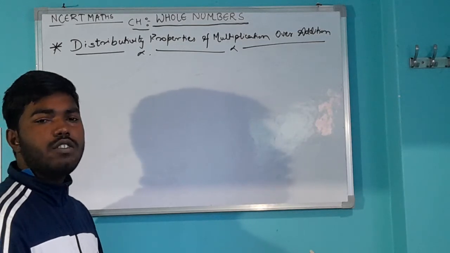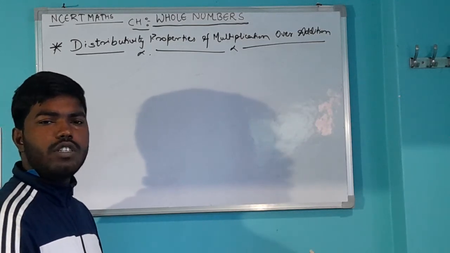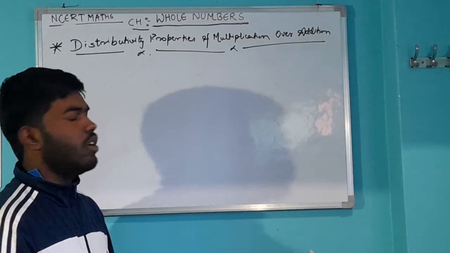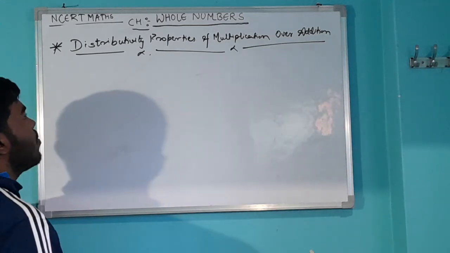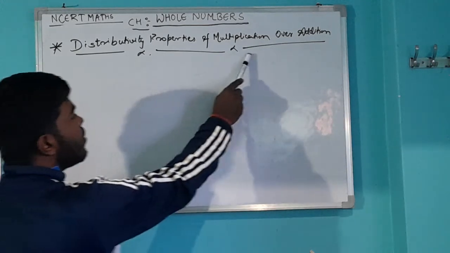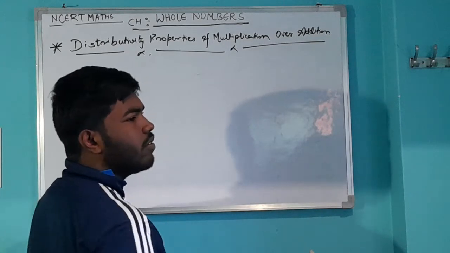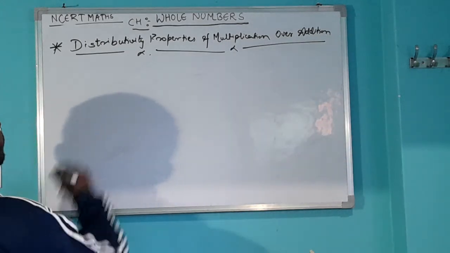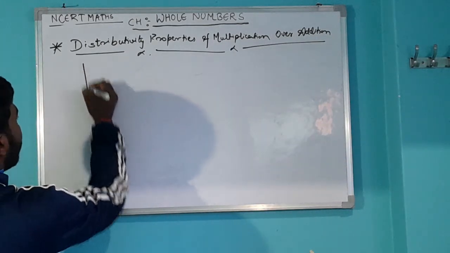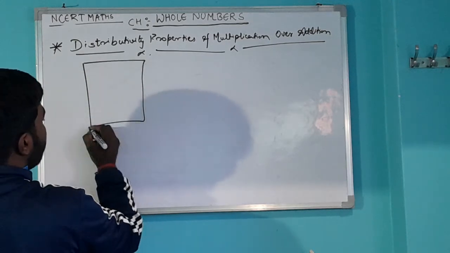In the previous class, we already completed our first exercise of our second chapter. Let's move forward to our next topic, which is the distributive property of multiplication over addition. By taking an example, I will explain it.